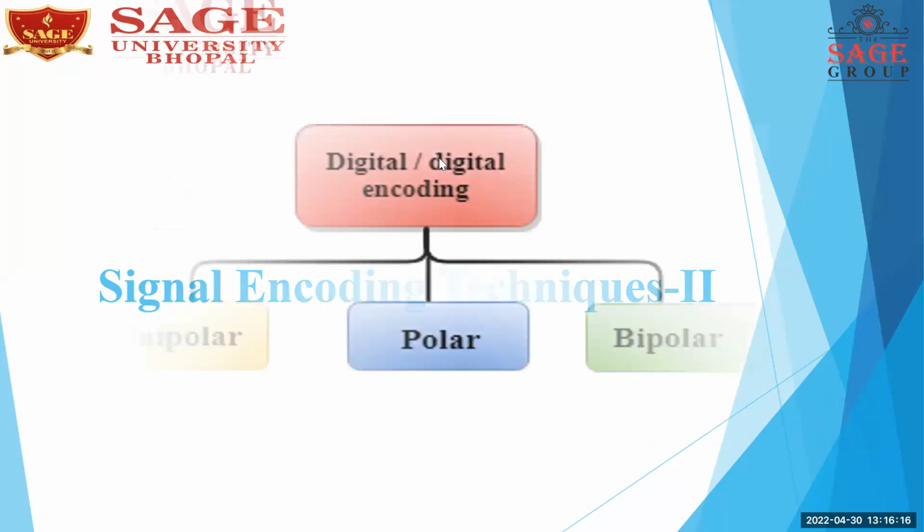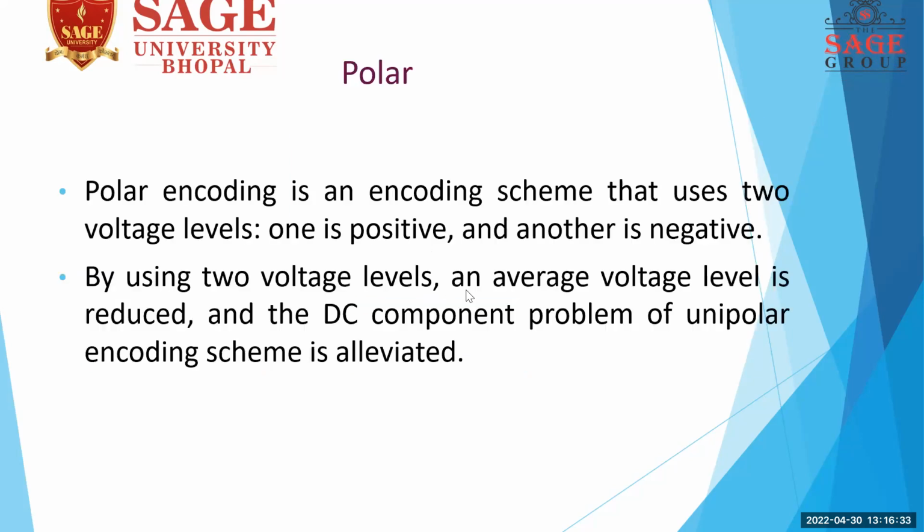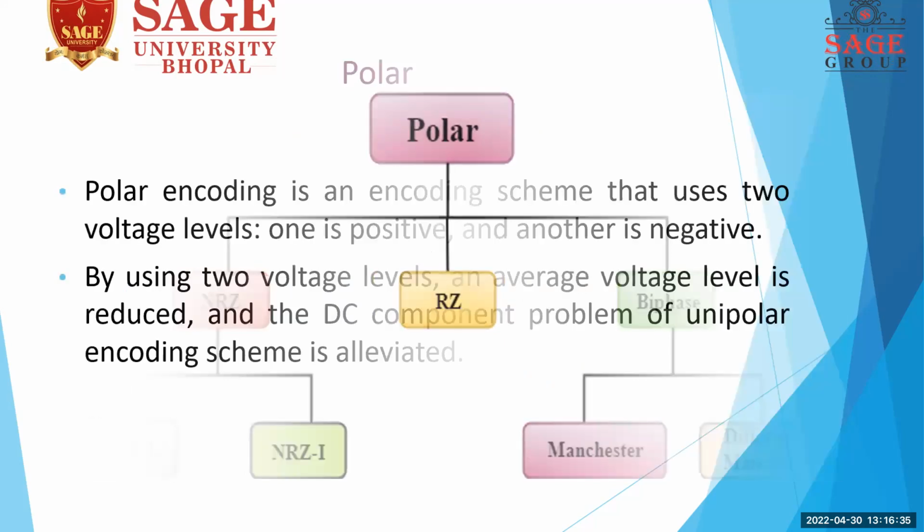So, in digital to digital encoding, the techniques are divided into three categories. First is unipolar, polar, and bipolar. Unipolar is already done, and in this lecture we discuss polar. So let's start. What is polar?